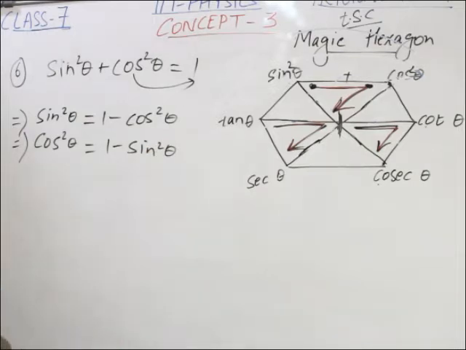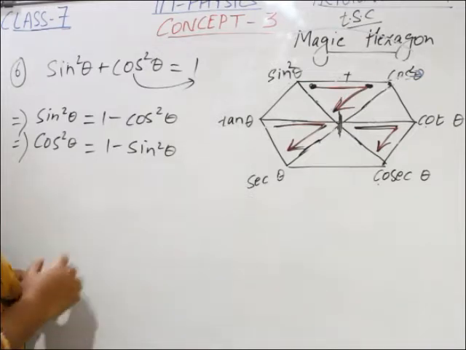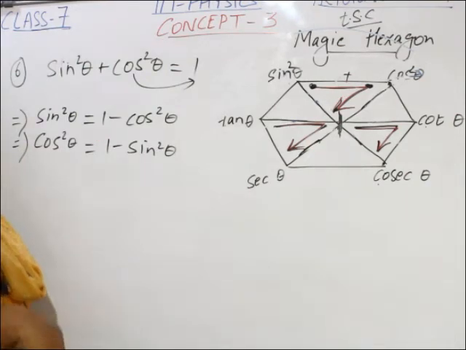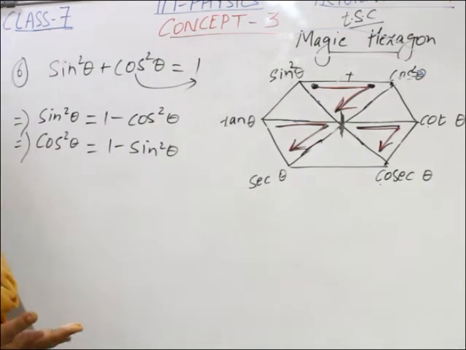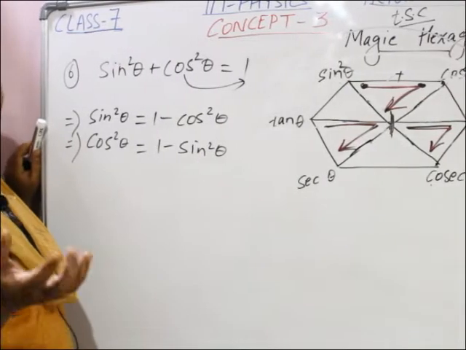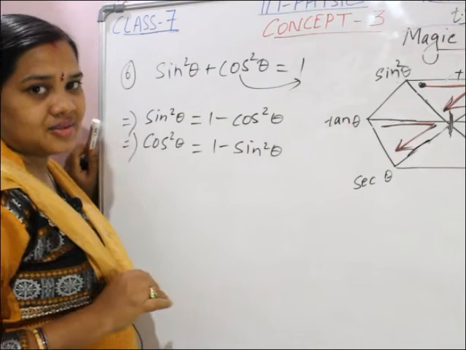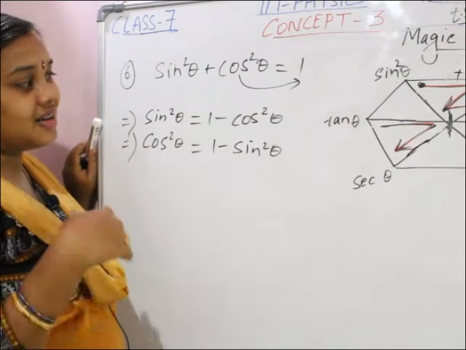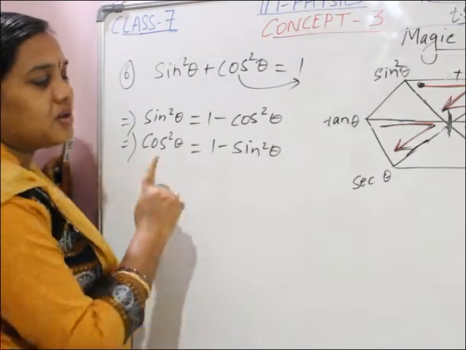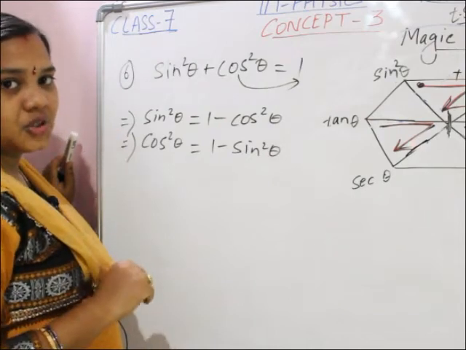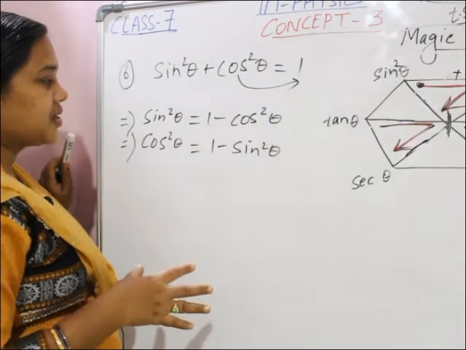Children, maybe you are thinking, why is Mrs. telling these many identities? Why? Because these are very, very important. Not now, but in 8th class, 9th class, when you study trigonometry in your general maths, that time these will be helpful for you to solve the sums.